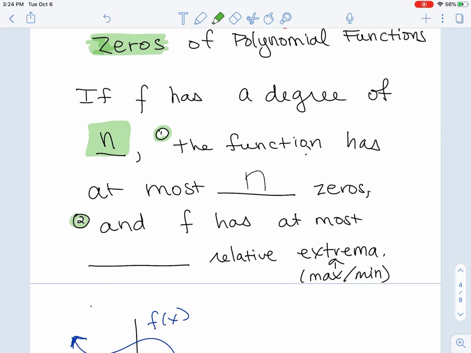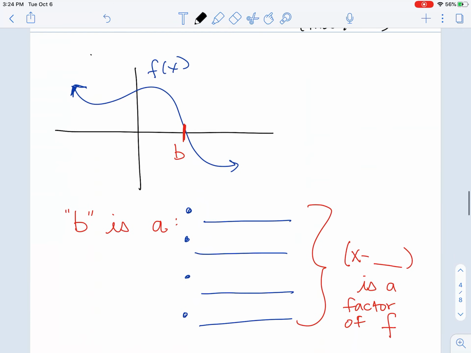And number two, f has at most n minus 1 relative extrema, meaning maximum or minimum. So if we have a polynomial with a degree of 5, we have at most 5 zeros, and we have at most 5 minus 1, or 4, relative maximums or minimums. Okay, let's talk about what that looks like.